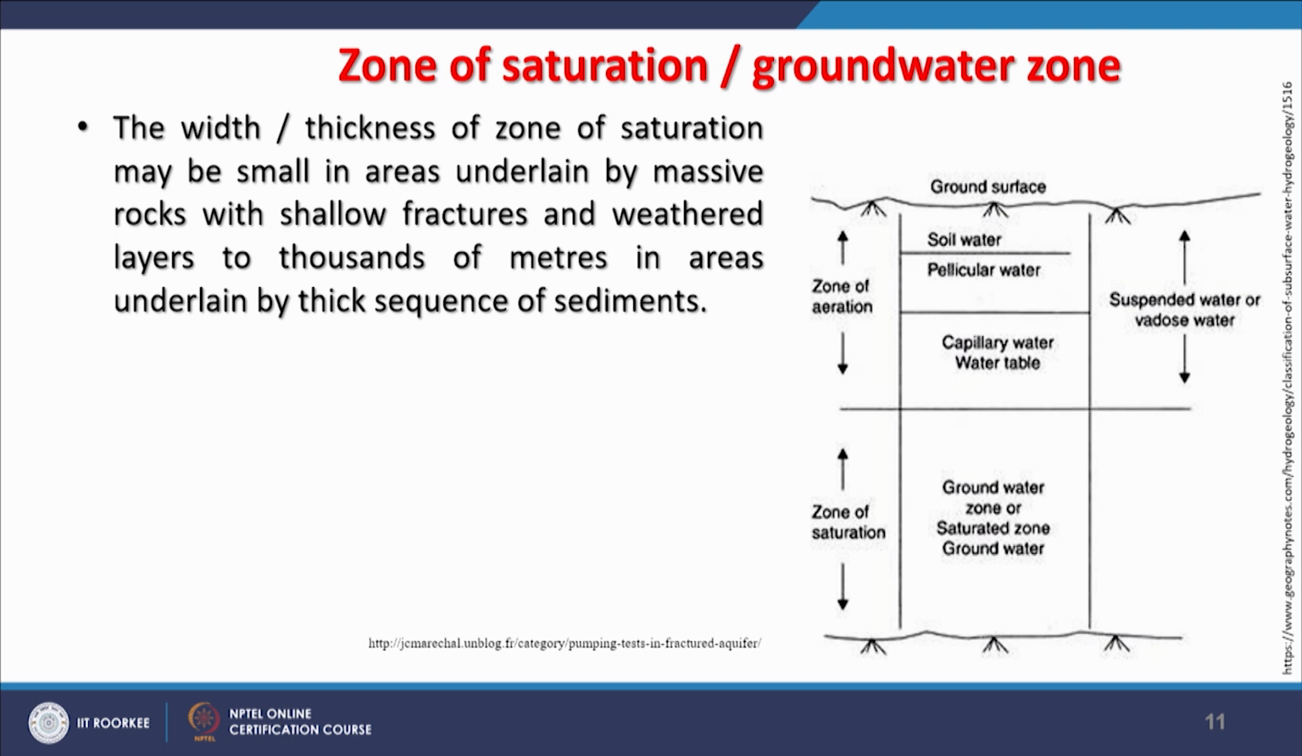So, the width and thickness of the zone of saturation may be small in areas underlain by massive rocks. Massive rocks means here rocks which do not have fractures or weathered zone. And with shallow fractures and weathered layers, it may be thousands of meters in areas underlain by a thick sequence of sediment. So, again, depending on the sedimentary rocks, their arrangements, and the possibility of getting a thick zone of saturation or a thin zone of saturation will depend.